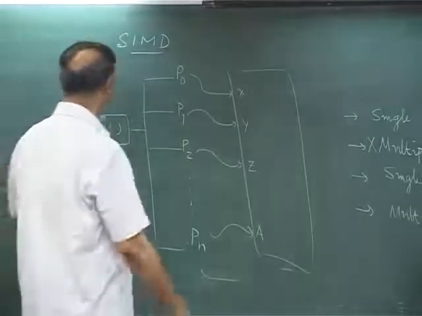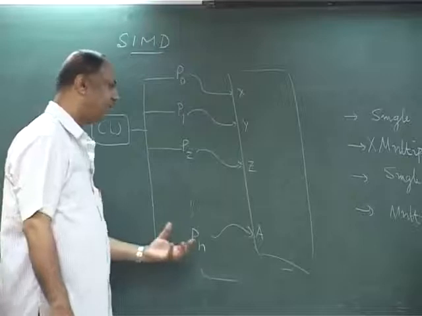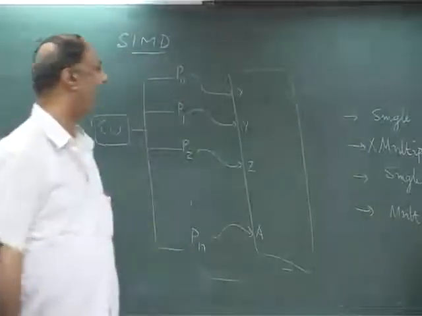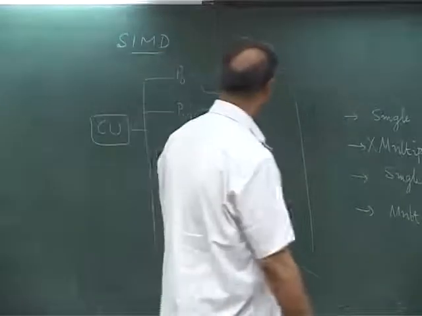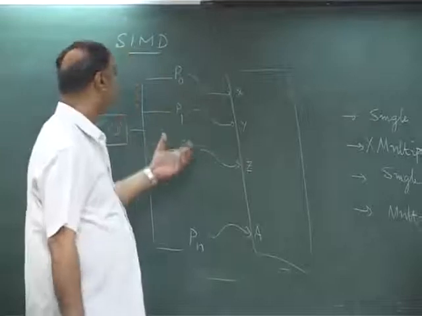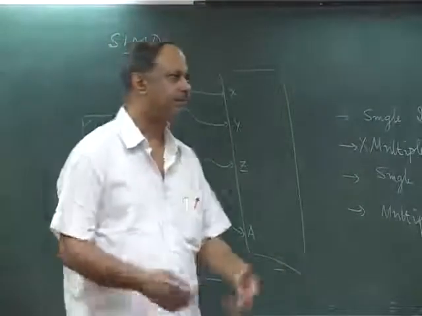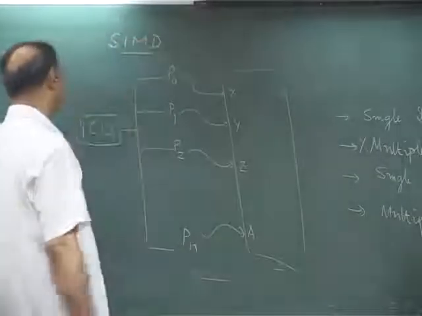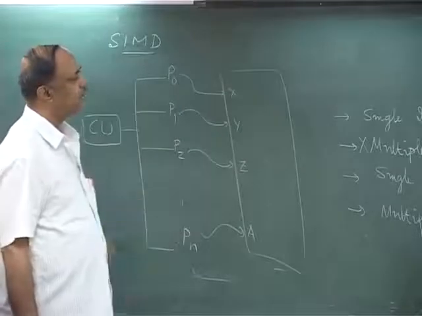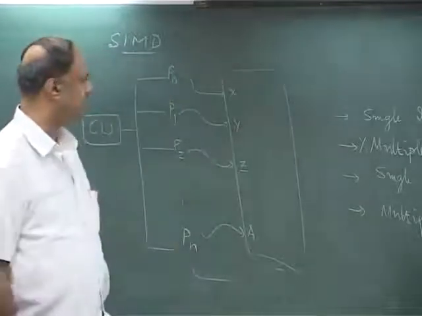So the control unit broadcasts the same set of instructions to different processors. The processor gets the data either from the local memory or from the common memory, or based on the network model, it is connected with another processor, gets the data from that processor, performs the operations, and sends the data into the appropriate area. So this is your SIMD model. We'll discuss SIMD later on.